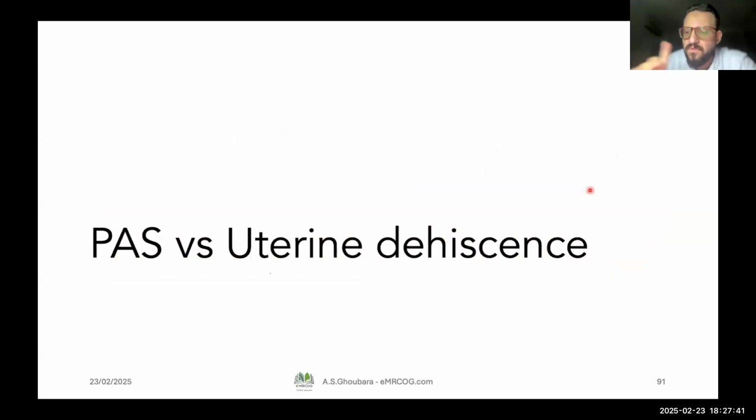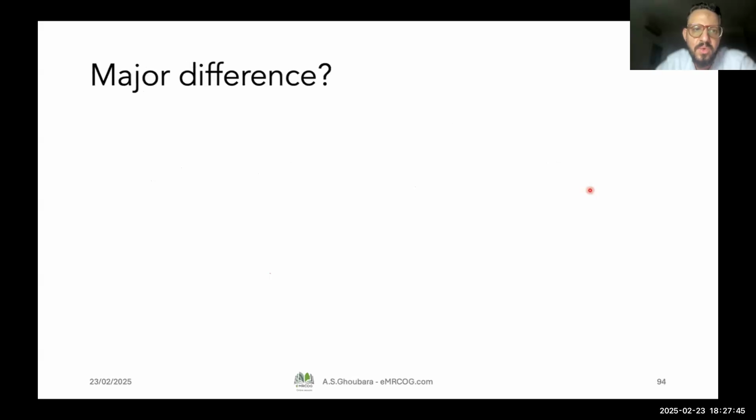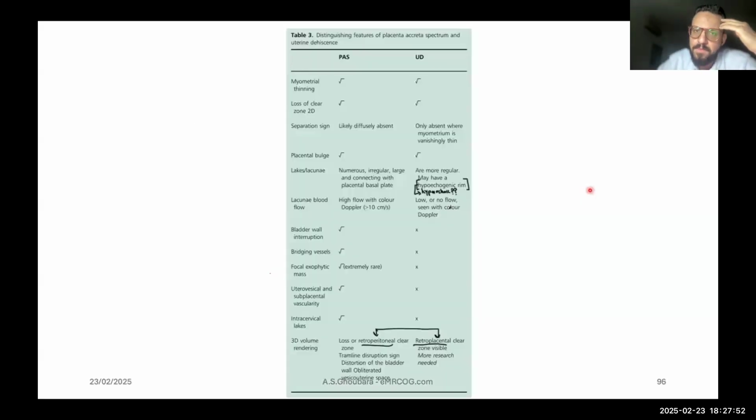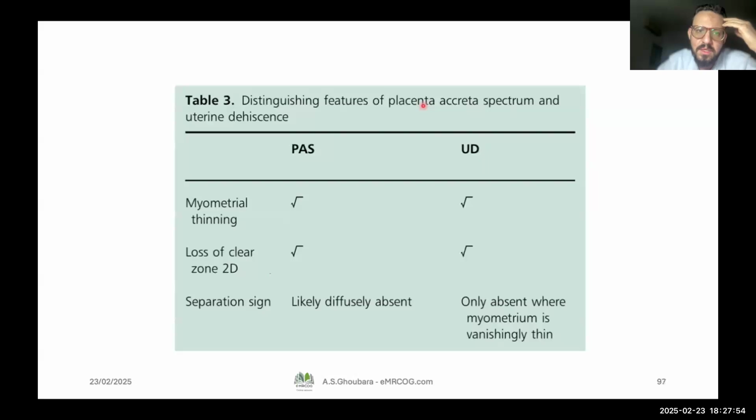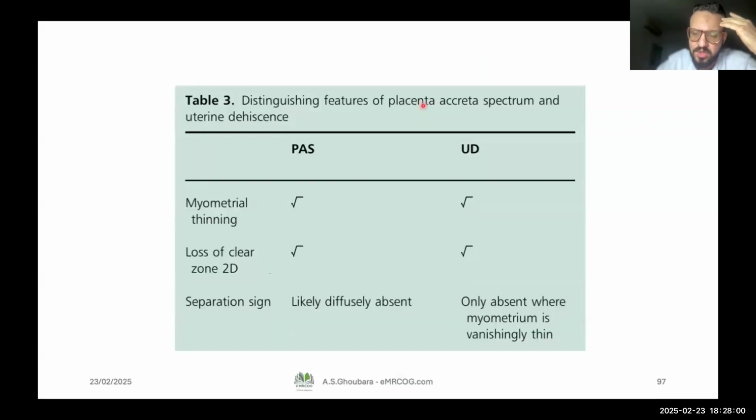We mentioned this. Final 2 slides: how to differentiate between uterine dehiscence and PAS. This is the third and most important table today, and the final table today. Khalas, get ready, we're almost done.